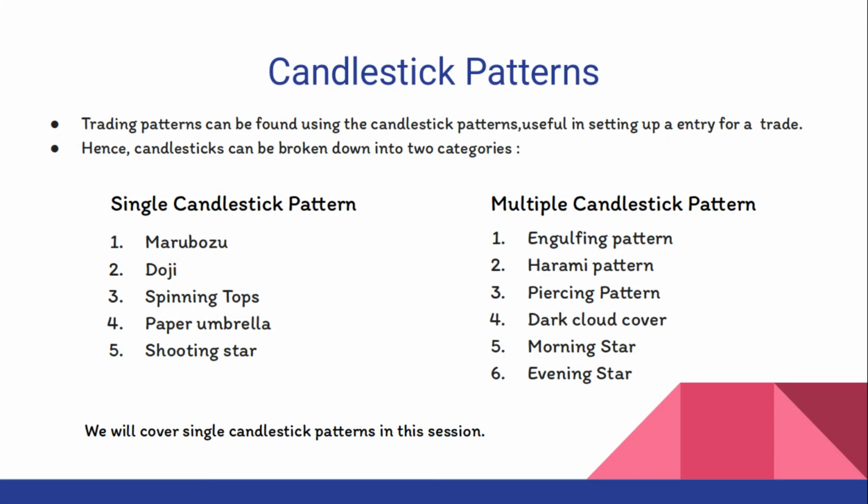As we have seen, trading patterns can be found using the candlestick patterns useful in setting up an entry for a trade. Hence, they can be broken down into majorly two classes, single candlestick pattern and multiple candlestick pattern. Single candlestick patterns are Marubozu, Doji, spinning tops, paper umbrella and shooting star. In this video, we would majorly cover these candlestick patterns. In the next videos, we will cover multiple candlestick patterns and learn in detail about those patterns.